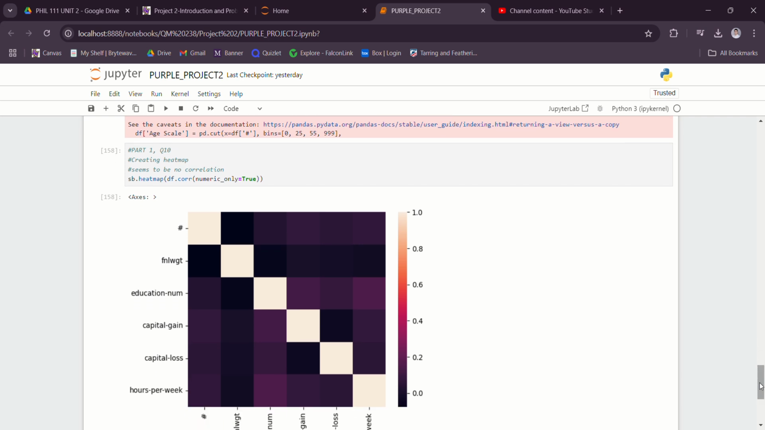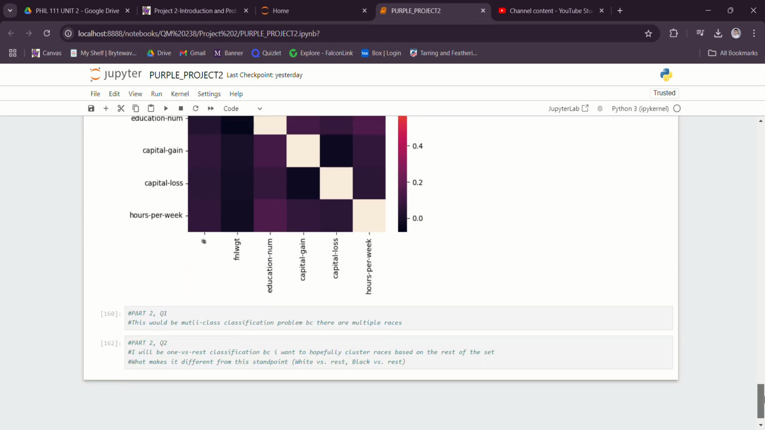Anyway, for question 10, I created my heat map. Just like my correlation matrix, I found that there was not much correlation between the numeric data. So moving on to part 2, I believe that this problem will be an example of a multi-class classification problem, because there are multiple races, therefore there are multiple classes of data which can be clustered. So I think for this project, I'm planning to use one versus rest classification because I want to cluster races based on the rest of the set.